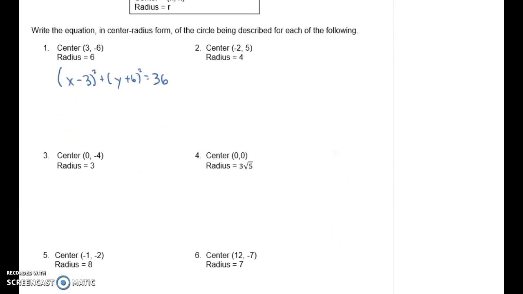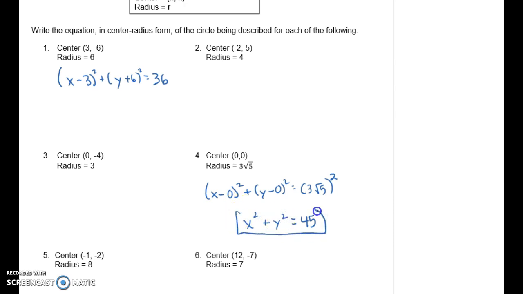In a problem like number 4, this is where it gets a little tricky because the radius is not a whole number. Technically, we're going to write it as x minus 0 squared plus y minus 0 squared equals 3 root 5 squared. This is where we've got to be careful when we square that 3 root 5. It's both parts being squared. So 3 squared is 9, and root 5 squared is just 5. So 9 times 5 would give me 45. And here, I don't need to leave it as x minus 0. I can if I want to, but I can write it as x squared plus y squared. We want to get in the habit of recognizing that x squared plus y squared means the center is at 0, 0.